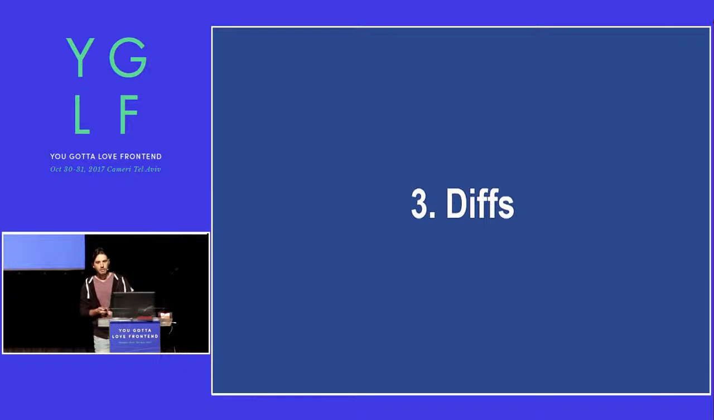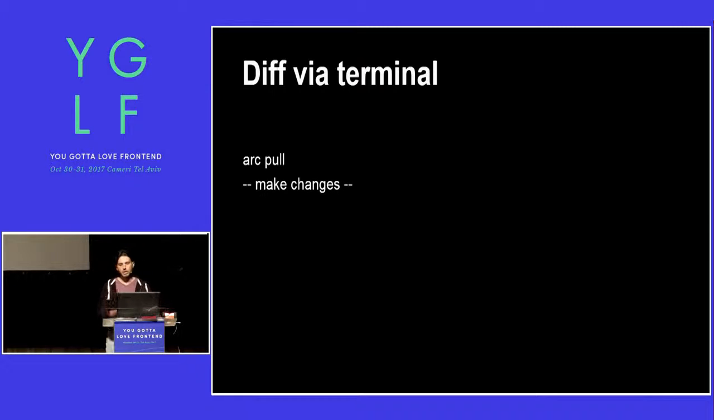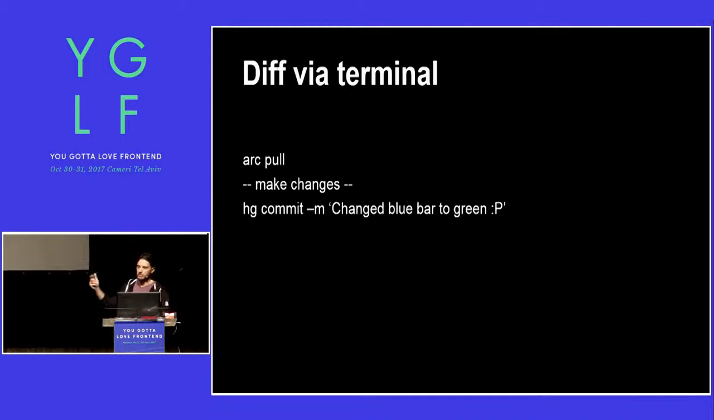When committing code and you want to push it into production, we use something we call diffs. Basically, if I'm starting my day, I start with arc pull in the terminal, which fetches all the updates on the repo and rebases my current branch. I perfect my changes, and let's say I want to take the blue bar on top and change it to green because I think it's going to bring more attention. Then I use Mercurial for it, hg commit, just like Git.